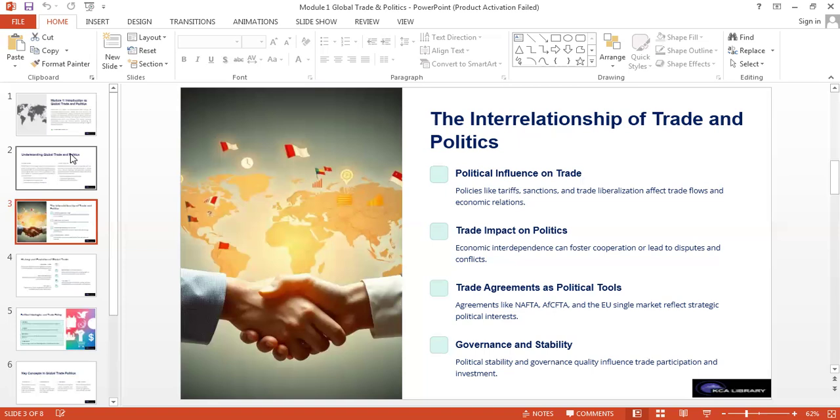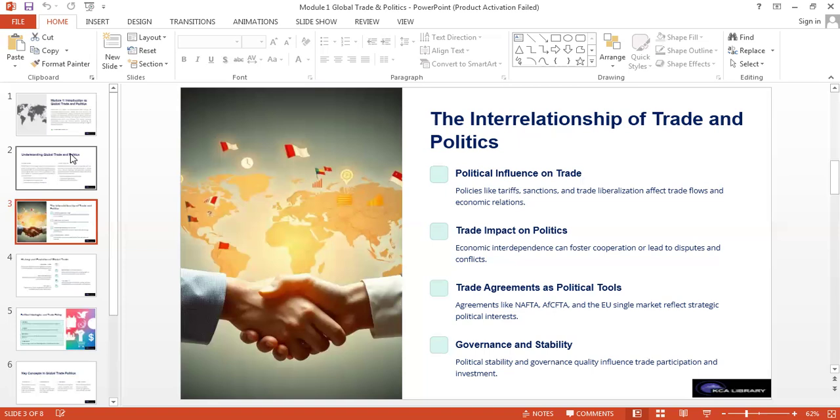That is why it is very important to look into these two together. Also, trade has impact on politics in the sense that economic interdependence can foster cooperation or lead to disputes and conflicts. Another thing is that trade agreements are political too. We see that agreements like NAFTA, ASEAN, AfCFTA, and the EU single market reflect strategic political interests.